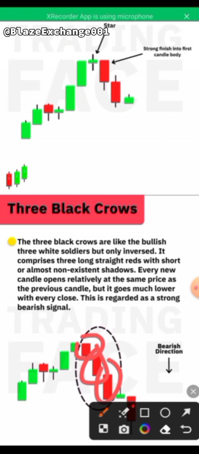Let me check. Is there a wick or is there no wick? Is there anything in between? If there's nothing in between, that's okay. Let me check the trend. Is it coming from an uptrend or a downtrend? If it's coming from an uptrend, then you don't see it. I see. Definitely, this is three black crows and I'm supposed to short.